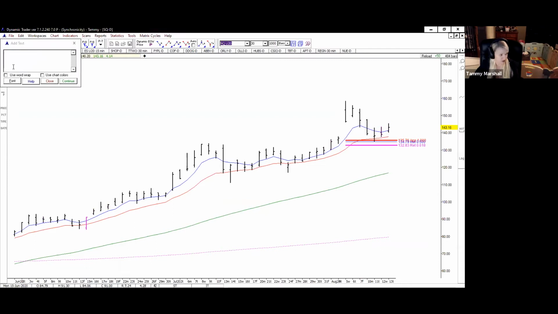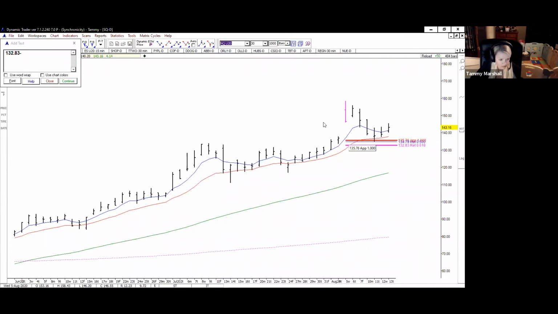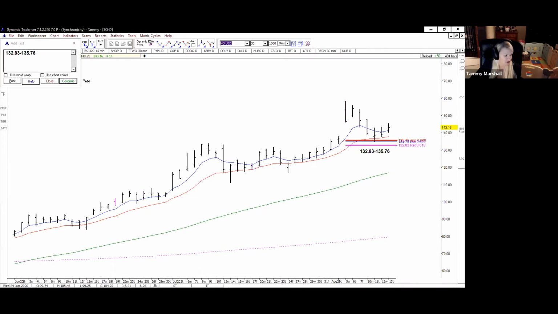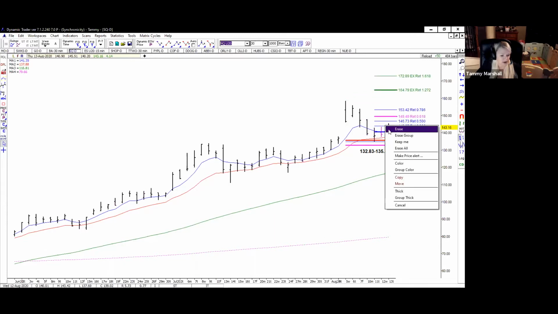is 132.83 to 135.76. So that's your setup zone. That includes 2 of the retracements, some symmetrical support, which we'll talk about in a minute. And then in order to get the extension, like we were talking about earlier, we do this high to this low, and that ends up being your target right there, 164.79.